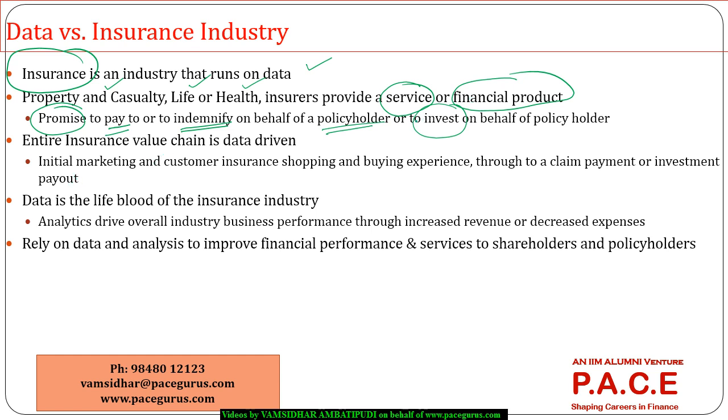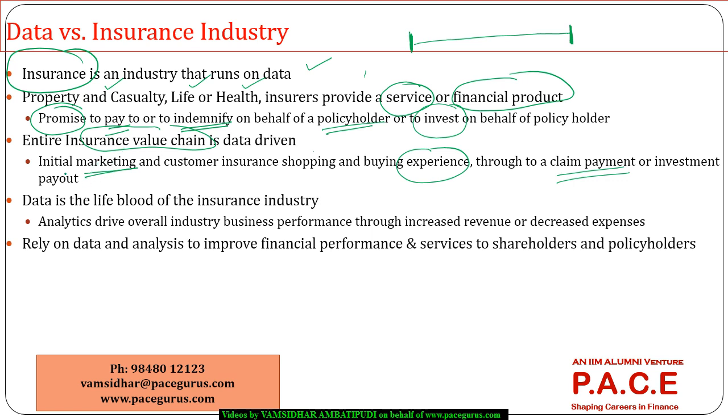Now, this whole process, right from the initial marketing of the product to the policyholder making a decision regarding the buying, the kind of experience that the customer or the policyholder is having through the buying process, and once the policy has been purchased, the claim processing, claim payment, investments. This whole process starts right from the marketing to sell a particular insurance policy to a settlement and the closing of the insurance policy. If you look at this whole process, this is what we are calling an insurance value chain.